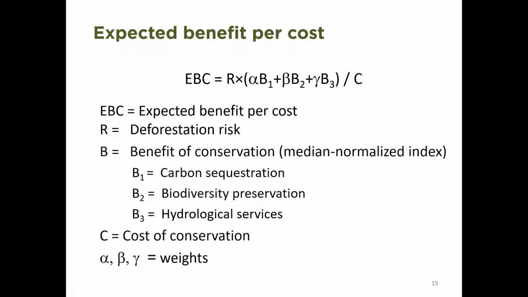That sum in parentheses, the weighted sum of those indices of ecological benefits, is then multiplied by deforestation risk, which is R, and divided by the cost of conservation. And that gives us the EBC for each of the spatial units.